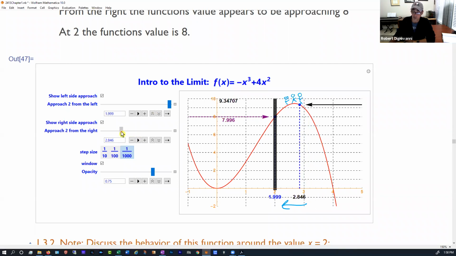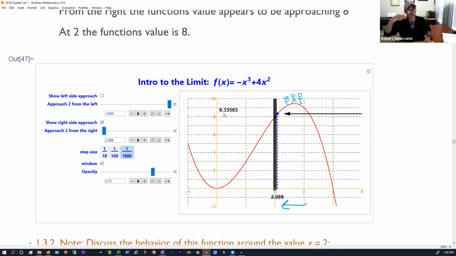I go above 8, right? But as I get close to 2, let me take the other one out of here. As I get close to 2, the y value is approaching 8. It's a little bigger than 8, but do you see it's getting closer and closer to 8?